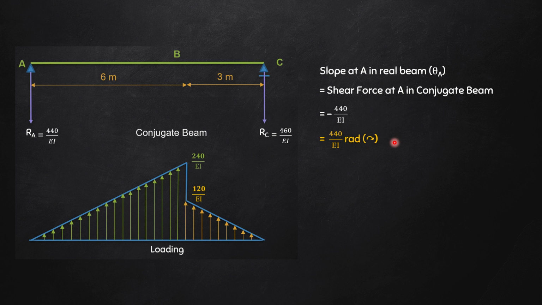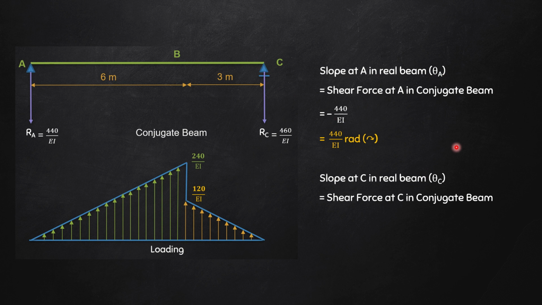So this is the first answer, that is slope at A in real beam is 440 divided by EI radian in the clockwise direction. Next we are asked slope at C in the real beam, that is theta C. It will be nothing but shear force at C in the conjugate beam. Again, if you look at C properly, there is only one downward force of 460 divided by EI.